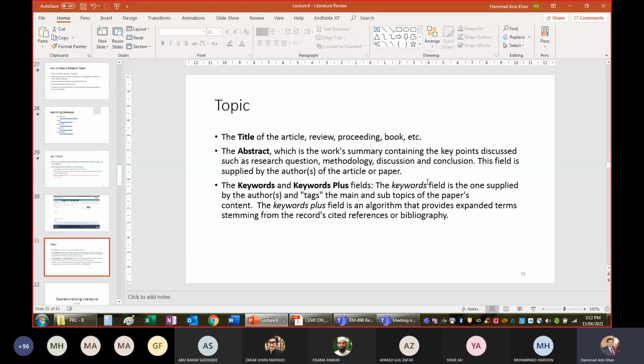Then the keywords. The keywords field is supplied by the author and tags the main topics and subtopics of the paper's context. So keywords define that this research paper covers these topics. Keywords Plus is an algorithm that provides expanded terms stemming from the cited references of the record. So keywords are a very good approach to find research papers on a specific topic, because they define the main content or context of the paper.